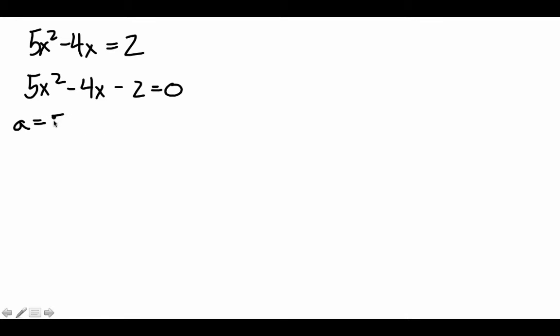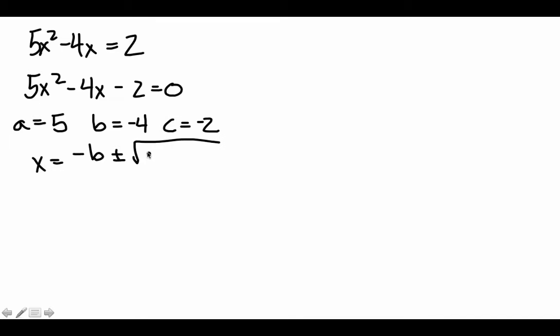Identify what the variables are. A is 5, B is negative 4, C is negative 2. Write down the quadratic formula. X equals the opposite of B plus or minus the square root of b squared minus 4ac, all divided by 2 times a. Replace the variables in the quadratic formula with the values they are for this particular equation.